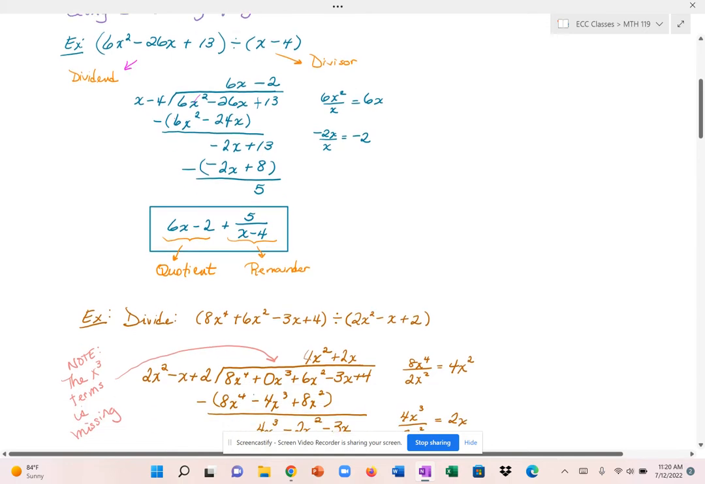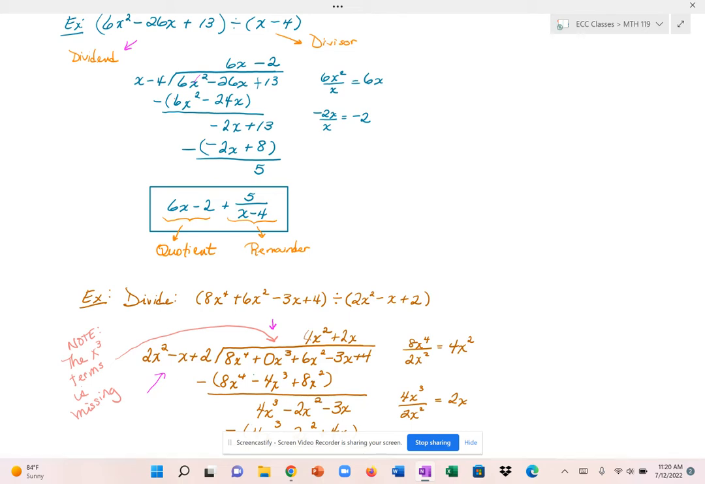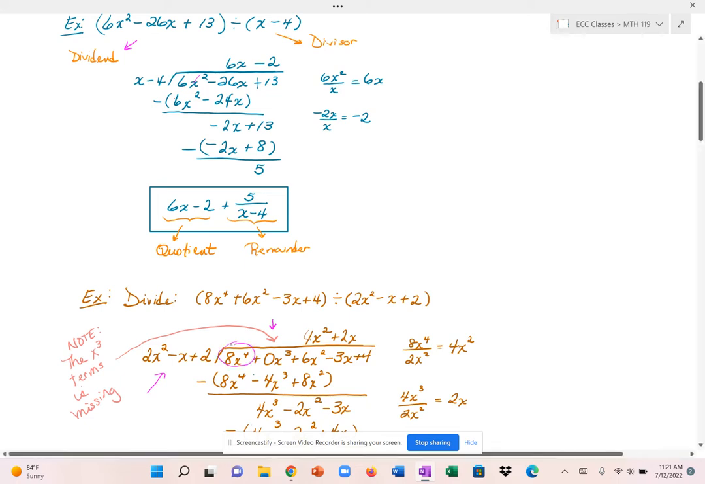So again, the divisor goes on the outside, and the dividend goes on the inside. I'm holding a place for the x cubed term by putting a 0 in front of it, and that keeps things organized so that like terms will line up properly. Then you repeat the process I did in the first example. You take the first term on the inside, divide it by the first term on the outside, and that gives me 4x squared as my answer. That gets written above the x squared term in the dividend.